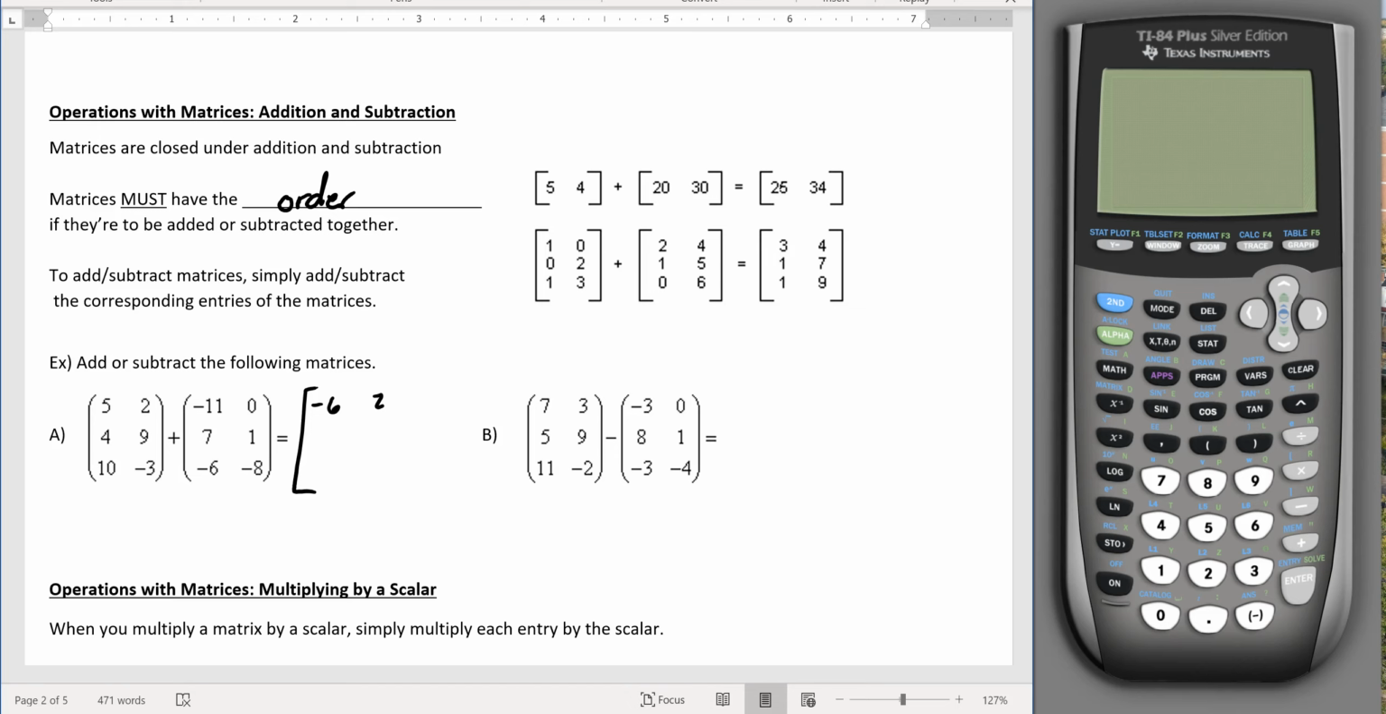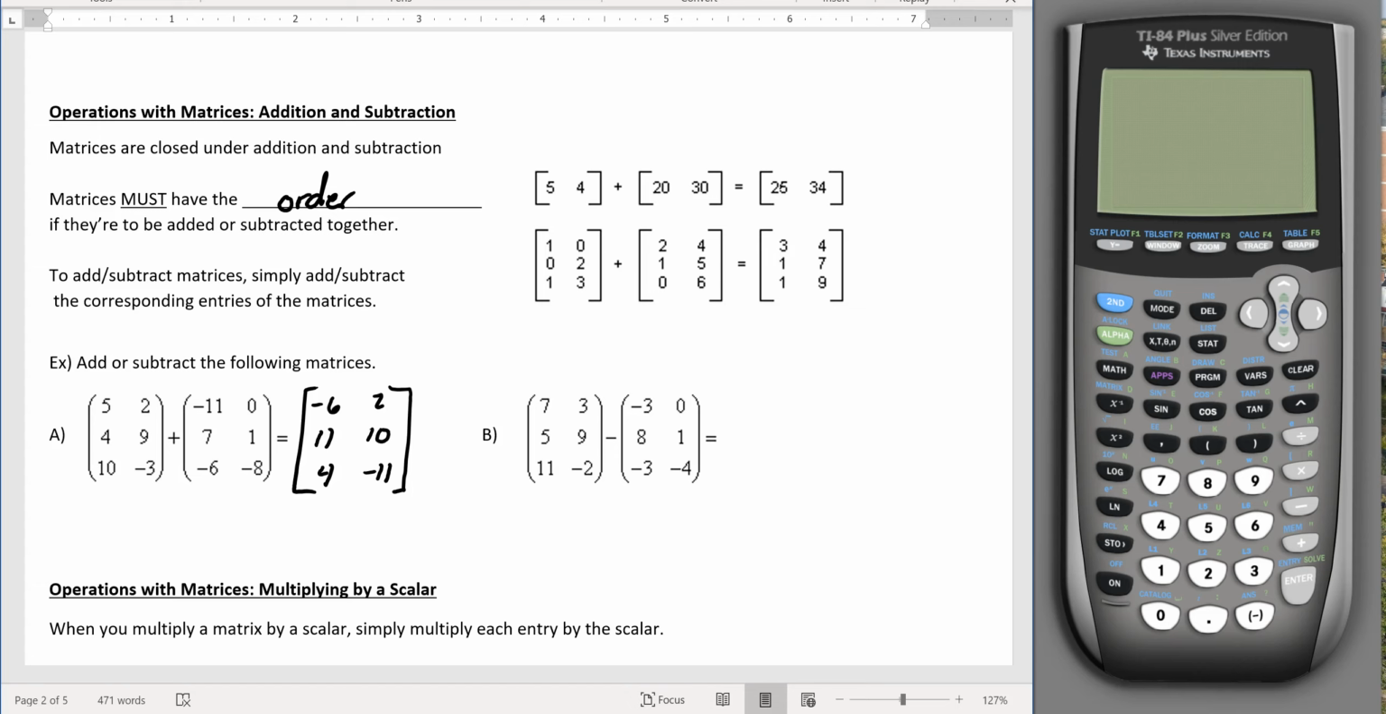4 plus 7 is 11. 9 plus 1 is 10. 10 plus negative 6 is 4. Negative 3 plus negative 8 is negative 11. And that's that. So that would be the sum of these two matrices. Notice it's another 3 by 2 matrix.